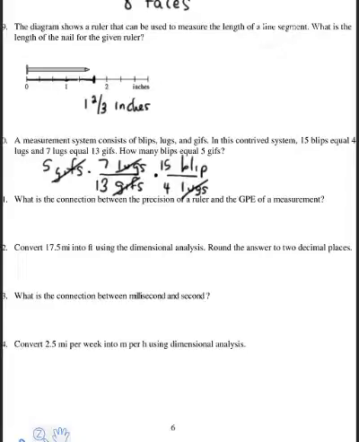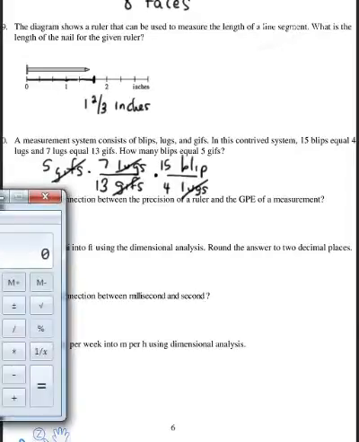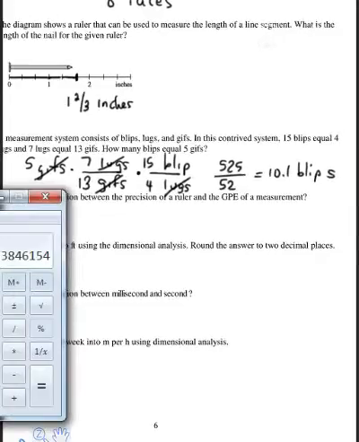So 5 times 7 times 15 is 525. And 13 times 4 is 52. That's about 10.1 blips. 5 gifts is equal to about 10.1 blips.